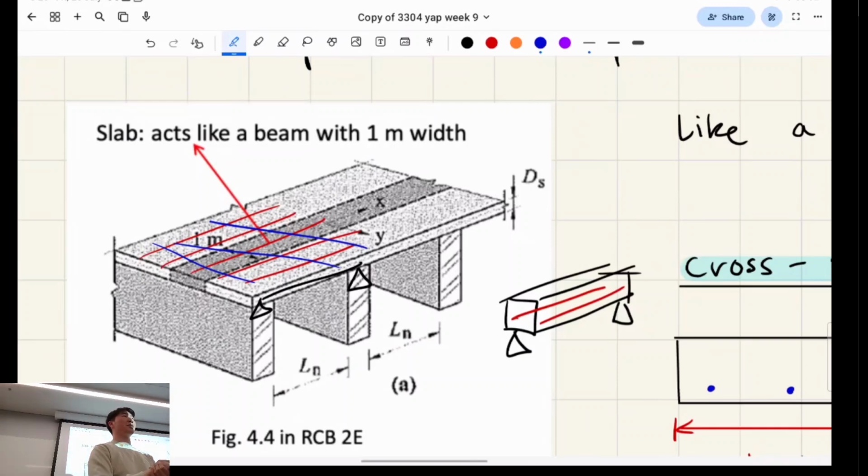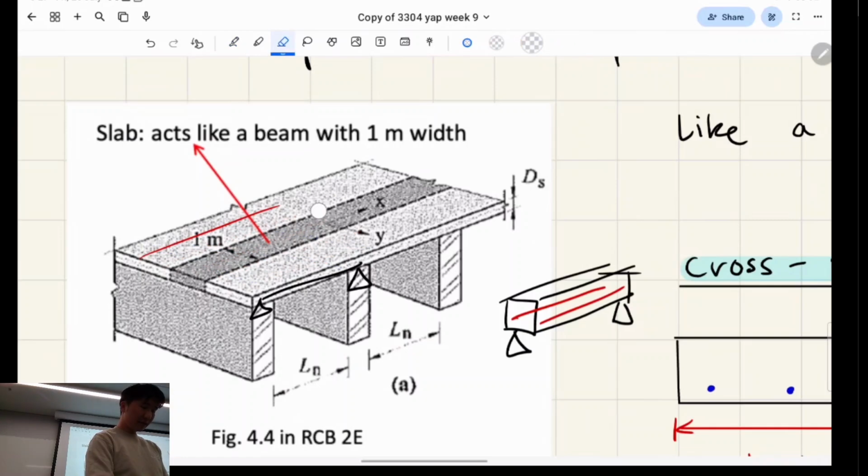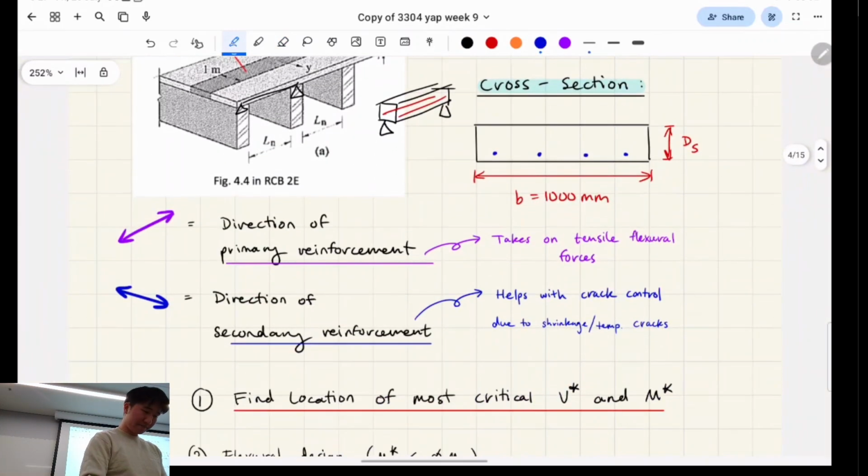But it's secondary rebar. It's not as important as the primary rebar taking on the forces. Are the secondary ones lighter, or are they the same kind? Generally, you have less area of secondary rebar than primary rebar. If you use N12s for your primary direction, you can use N10s for your secondary direction or something. They can also both be N12s, for example. It depends, but generally there's less area. Okay, makes sense? Let's continue.